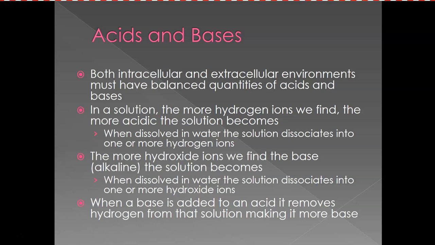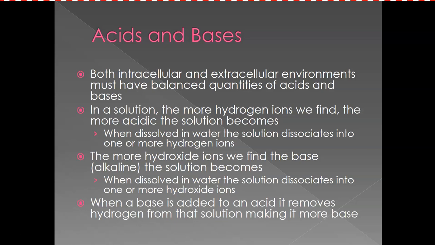The first thing we need to talk about is what happens in solutions. What makes a solution more acidic and what makes a solution more alkaline? When we find a great amount of hydrogen in a solution, we say that solution is more acidic. So the more hydrogen ions we find in a solution, the more acidic it becomes. When we take an acidic solution and place it in water, it dissociates into one or more hydrogen ions. The hydrogen ions will leave the acidic solution and enter into the water.